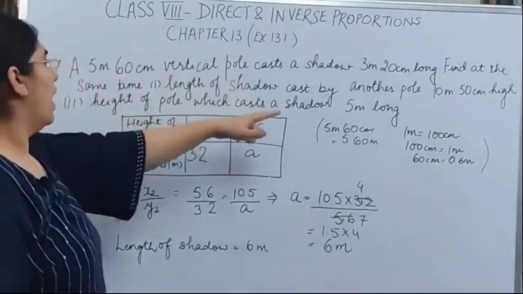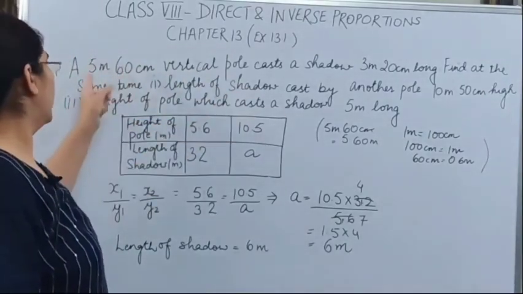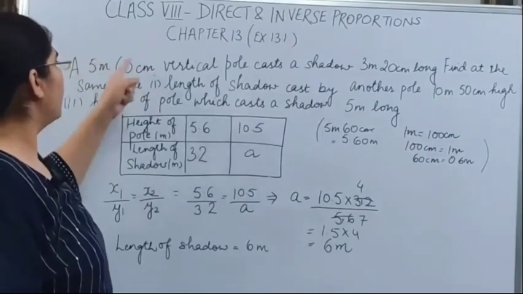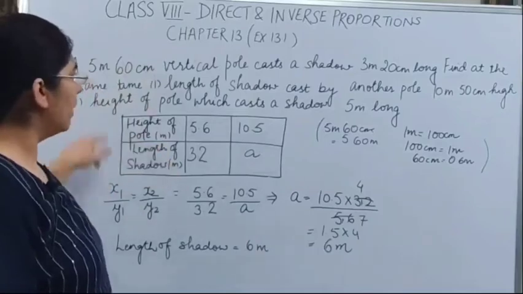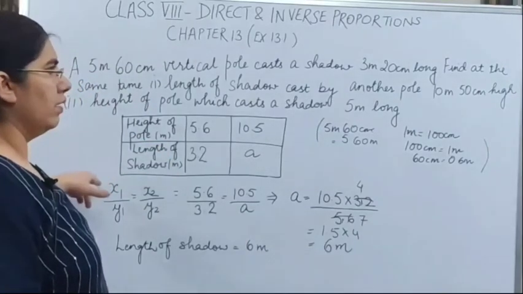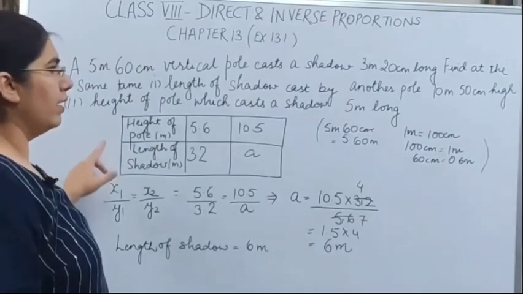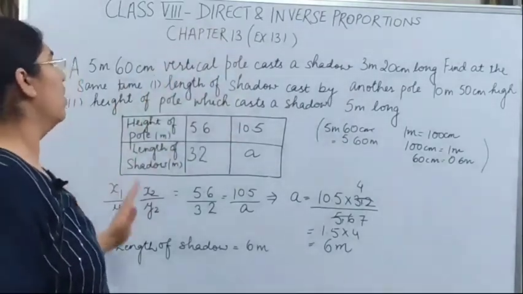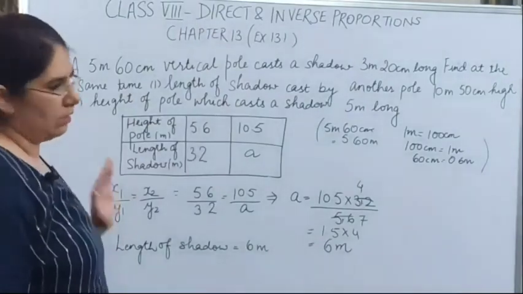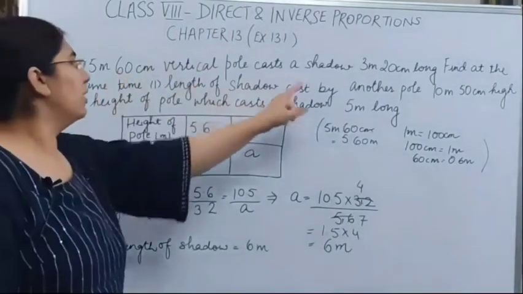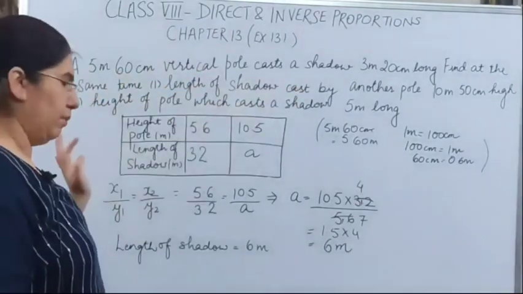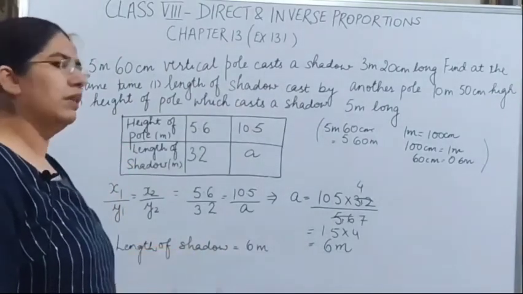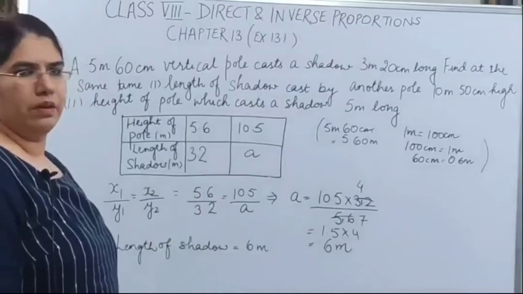So the unit has to be made the same. It can be 5 meters 60 centimeters, you can write it as 560 centimeters and then do it, right? Can you do it like that? You can convert everything into centimeters and do it, or you can convert it into meters and do it. So you have to ensure that the unit remains the same, and that is how you have to proceed. In either case, the answer will be the same, right?